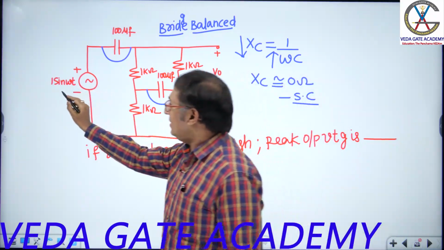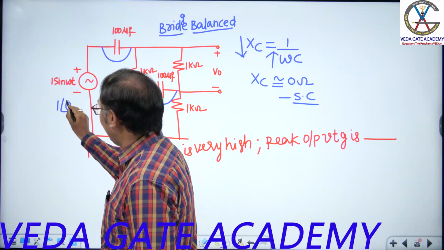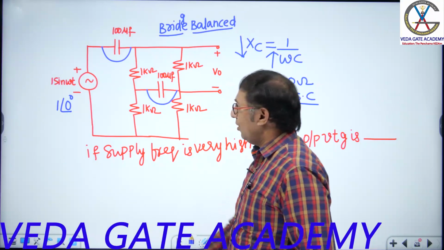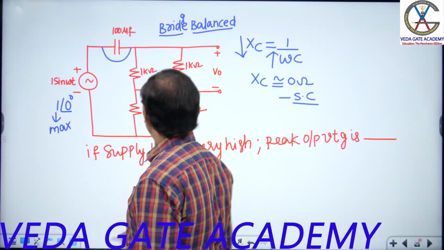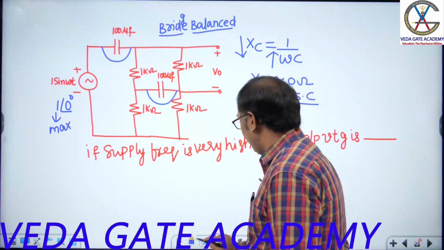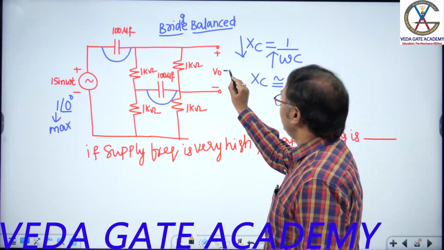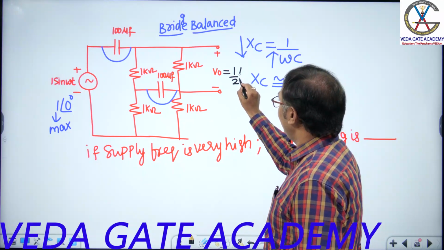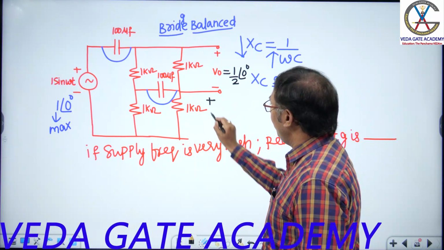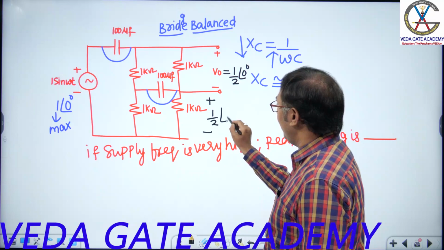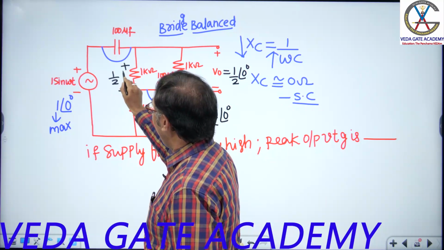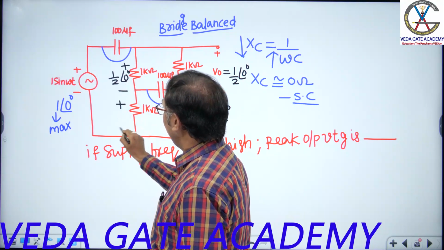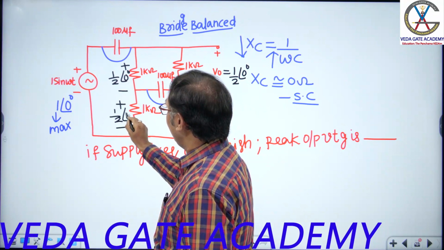So what is this voltage? In phasor form, 1 at an angle 0. Voltage divides equally. So this V0 will be half at an angle 0. Even here, if you ask me the voltage, it is half at an angle 0. Anywhere, even here, half at an angle 0.